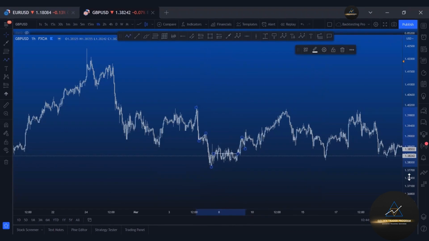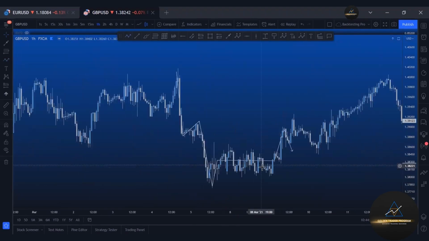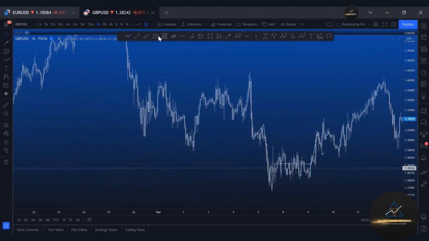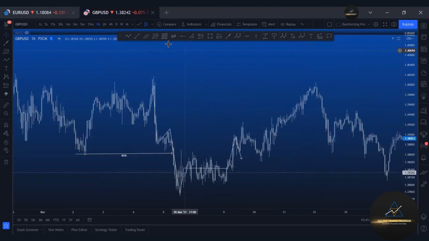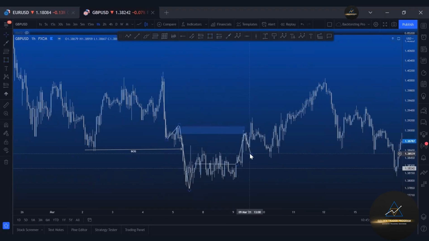So let's actually take a look at this particular scenario. So notice how the previous structure was here. It's actually a break of structure to the low, caused by this significant liquidity level. Price then obviously dropped.